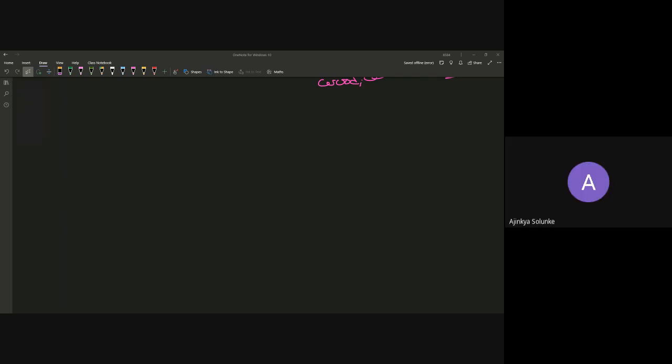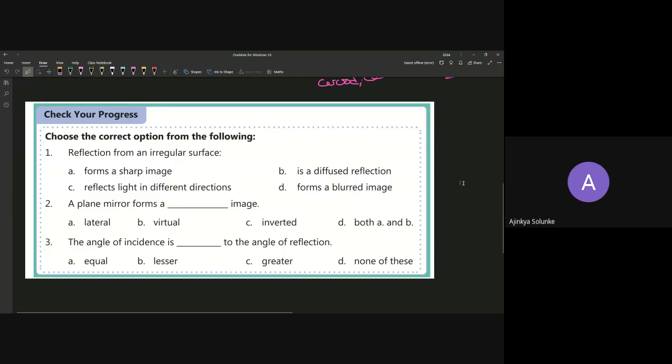Very simple. Now let us talk about these questions from the book. Based on what we have learned last time, these are just simple questions. A reflection from an irregular surface forms a sharp image, is a diffuse reflection, reflects light in different directions, forms a blurred image. See, reflects light in different directions.